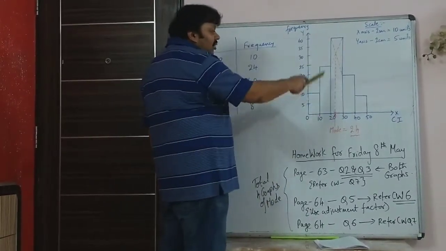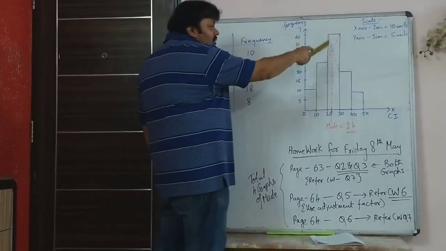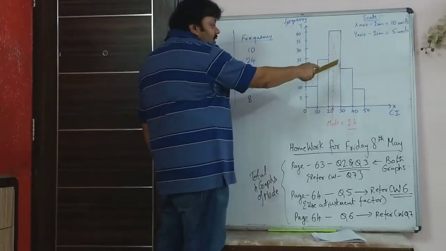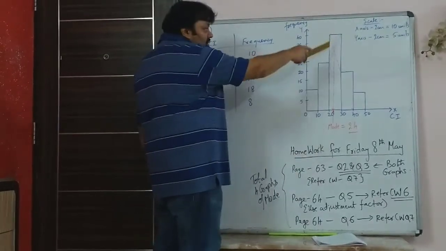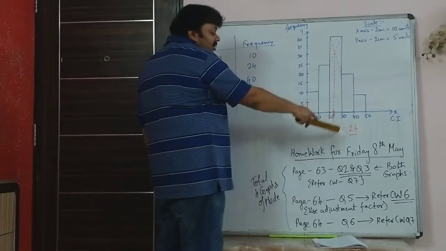Then again, when you draw the mode, draw this with pencil only and draw 2 dotted lines. From the top left of this bar to this corner, and from the top right to this corner. So you can draw, and where they intersect, it comes down, that is the mode.